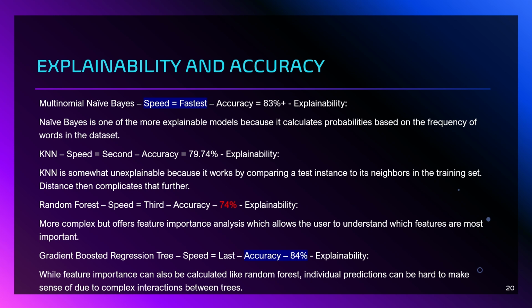But its explainability is more complex, but it does offer feature importance, which allows you to kind of organize your code or data better. Gradient boosted regression tree, speed was the lowest, but accuracy was actually the highest. Feature importance can also be calculated just like random forest, but individual predictions can be hard to make sense of just due to the interactions between the trees.